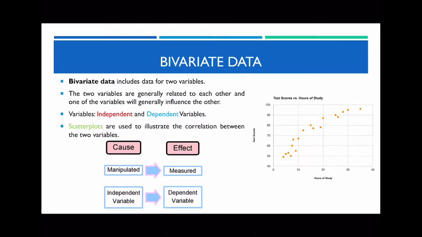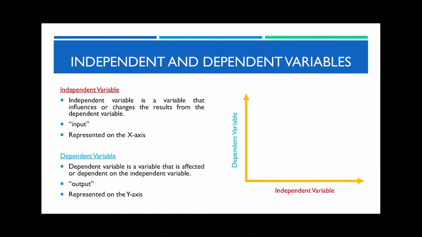We said that bivariate data includes two variables, and one of the variables generally has an impact over the other. We refer to these variables as the independent variable as well as the dependent variable. The independent variable is the one that's influencing or has an impact on the other variable, and the dependent variable is what you're actually measuring. I've got those definitions over here.